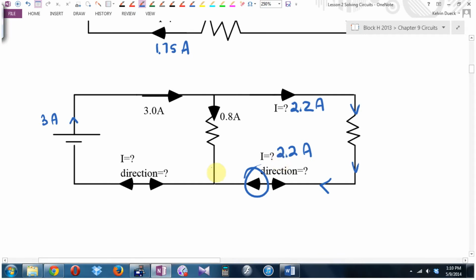Oh, here's the 0.8, here's the 2.2. They meet up right there. So how many amps are right where I drew that dot? Deb, face the front. 3. So how many amps right here? Yep. What direction? Think about it. Yep. That's the current law.